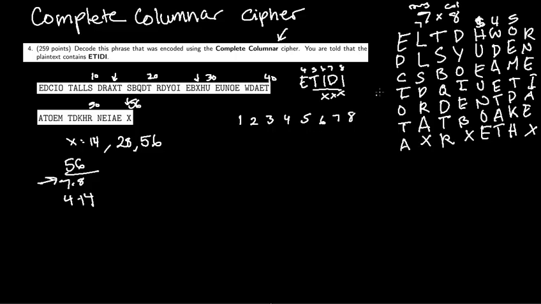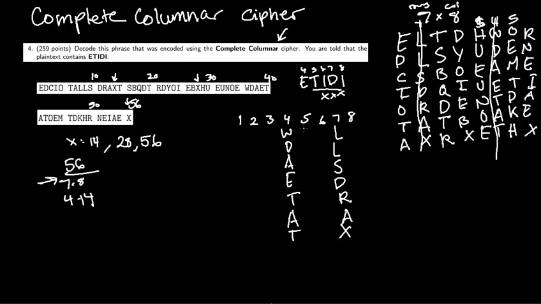So start constructing. We know this one is 7, so we put that in there. L, L, S, D, R, A, X. Okay, I'm just gonna put a line through that because we know what that is. 4 is W, D, A, T, A, T. 5 is O, E, M. T, D, K, H. We have what we're left with.